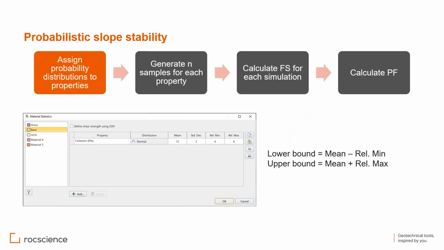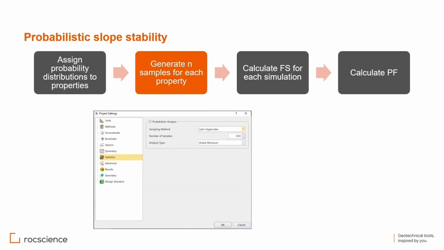So let's look at these Slide2 or Slide3 dialogs, how we assign these parameters. Basically, we define cohesion here as a random variable, and we define the distribution. We have different distribution types in Slide2 and Slide3. A mean and a standard deviation, which are statistical parameters, and we define two other parameters called relative min and relative max, which basically show the lower bound and upper bound of our distribution. So the lower bound will be mean minus relative min, and the upper bound will be mean plus relative max.